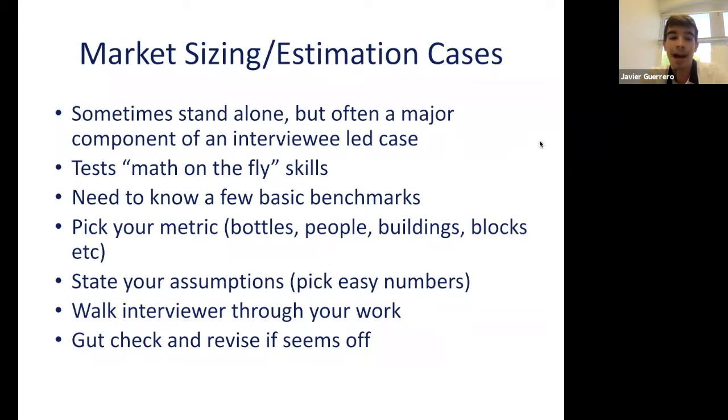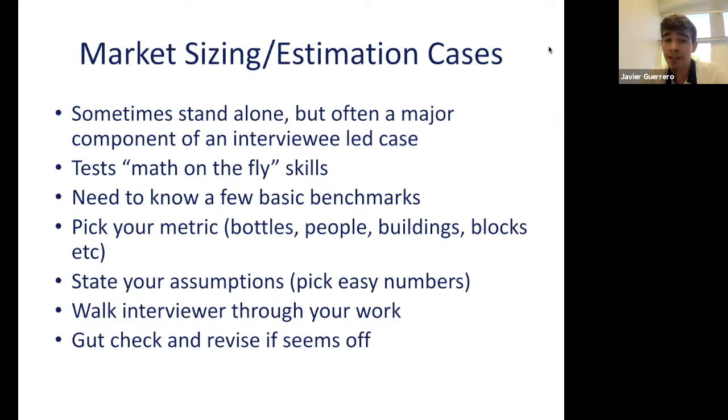They're meant to test math on the fly, again, back of the envelope math. And in order to succeed in market sizing cases, you need to find ways to make it easier for yourself to do that math. And we're going to cover a few benchmarks today that will help make quick math easier for you in your market sizing. A key part and a key element of a market sizing case is to pick your metric using those benchmarks, right? And we'll cover exactly what that means once we start doing some practices, and we'll start showing you exactly what an example looks like.